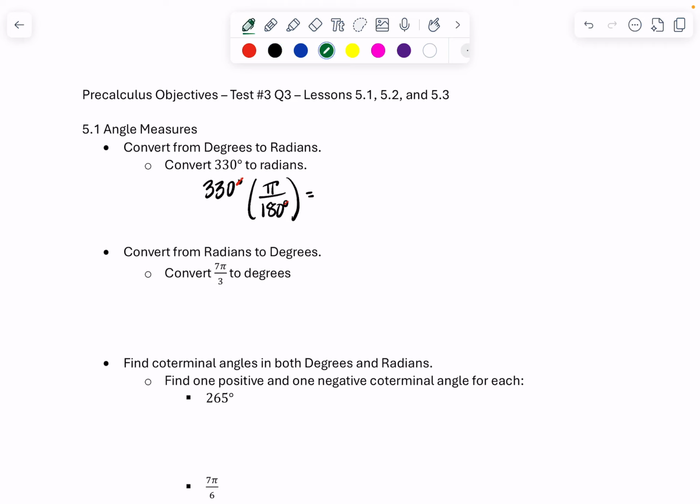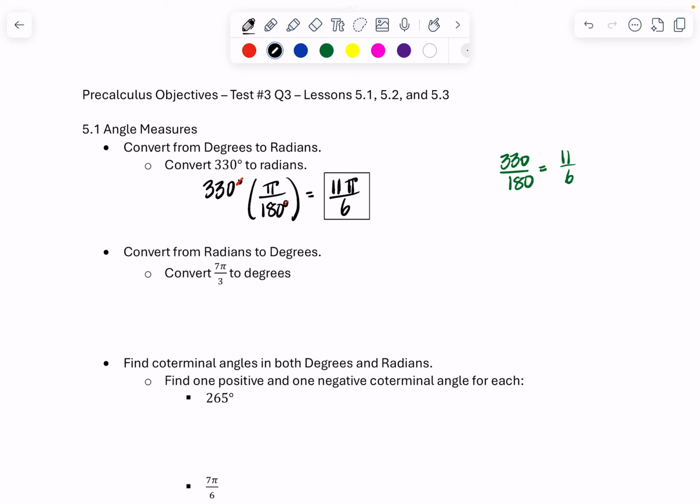Now remember, if you're using your calculator, you're going to do 330 over 180 and get a fraction, okay? So that's 11/6. And then when you write your answer, this would be 11 pi over 6. So just make sure you know how to do that, because I'm going to want an exact answer. I'm not going to want a decimal on that one.